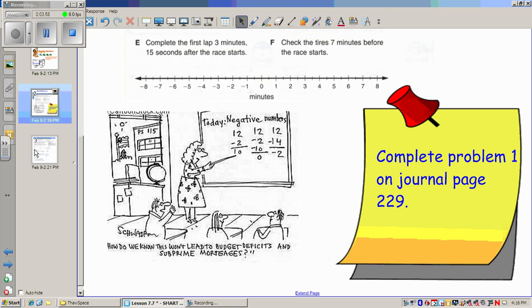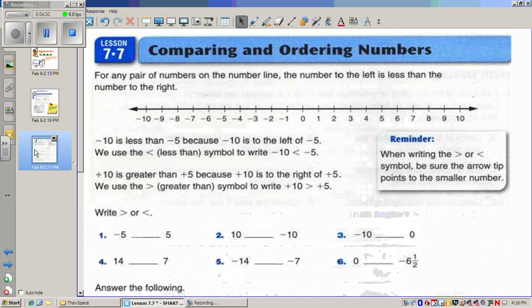So let's keep going. We are going to compare and order numbers using negatives and positives. So for any pair of numbers on the number line, the number to the left is less than the number to the right. Okay, and especially when we're talking about negatives. Negative 10 is less than negative 5.